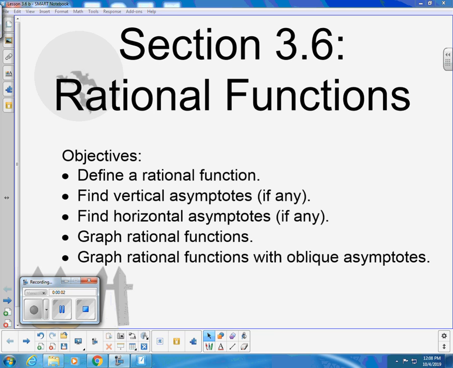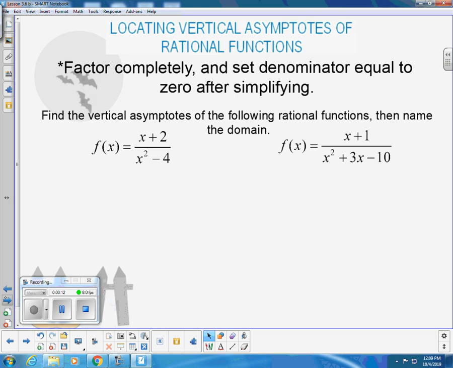Okay, today we're going to talk about rational functions. What does rational numbers mean? It can be written as a fraction. Yeah, it can be written as a fraction. You guys are so good. Okay, so we're going to be graphing functions that are in fraction form.